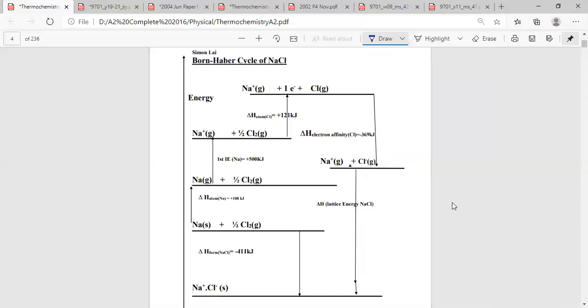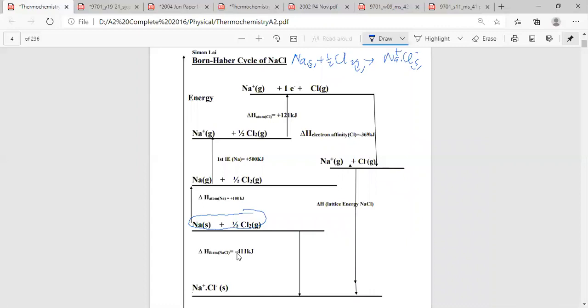So where do you start when you want to draw this Born-Haber cycle? You always start with the heat of formation. Now remember, heat of formation is what? Sodium solid plus half Cl2 gas goes to Na+ Cl-. So where shall I start with? From here.